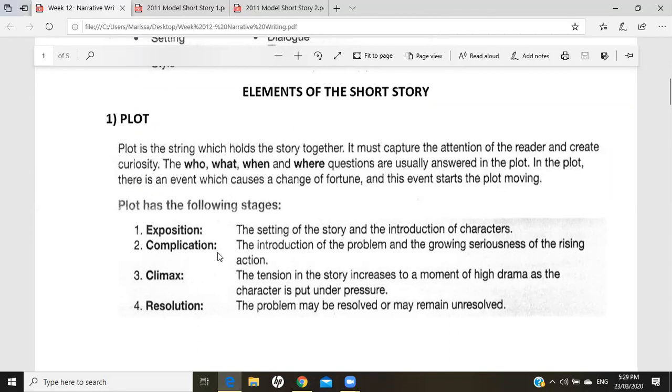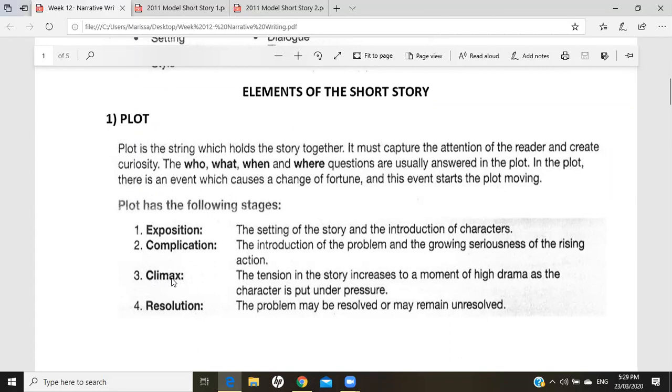And after we're introduced to that, then we have the climax. The tension in the story increases to a moment of high drama as the character is put under pressure. The climax in the story is the part in the movie where we don't want to move. Even if we have to go to the washroom, we're just going to sit right there because we need to know what's going to happen, because this is the highest point of interest and the most exciting part of the story.